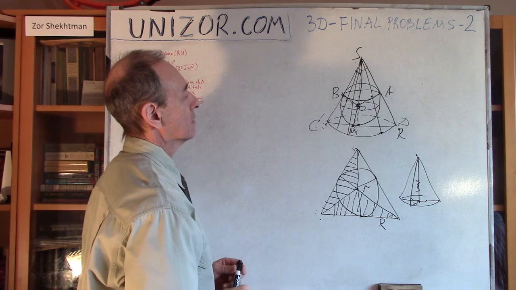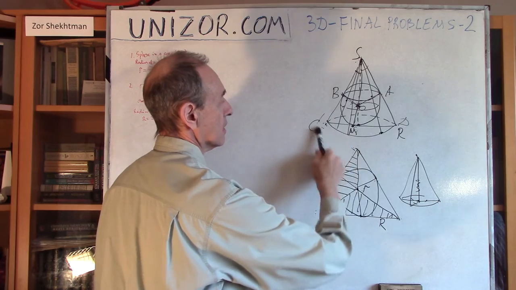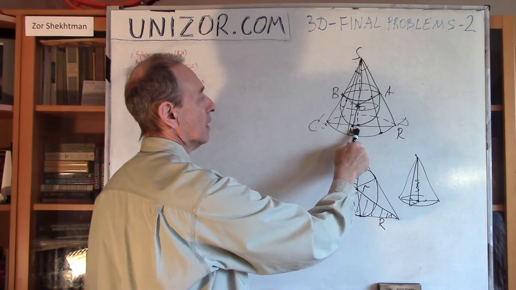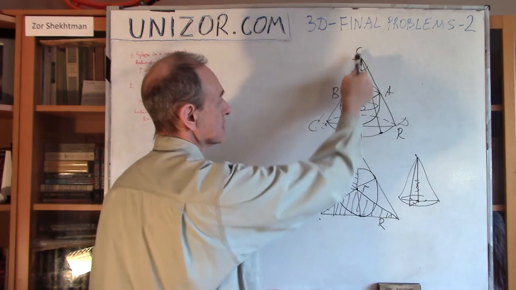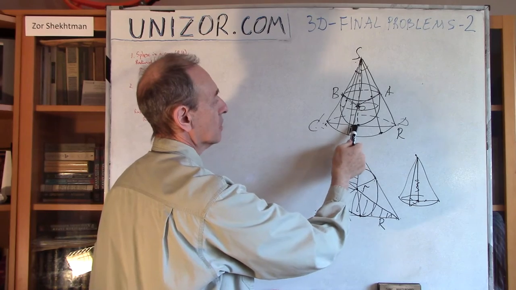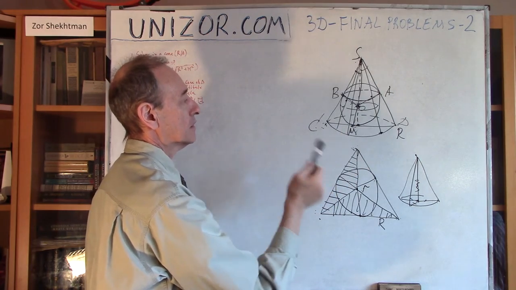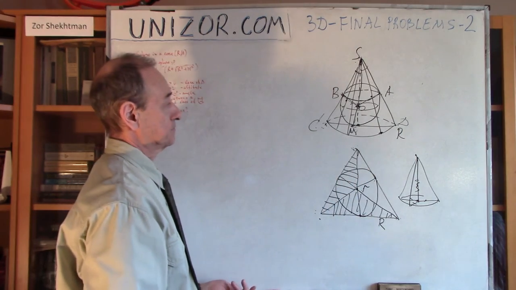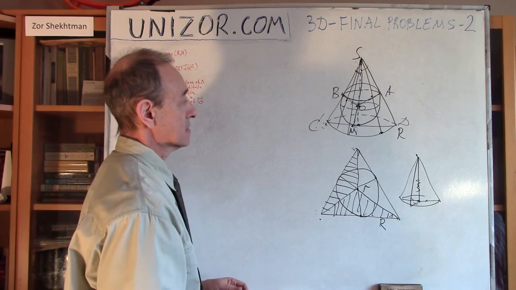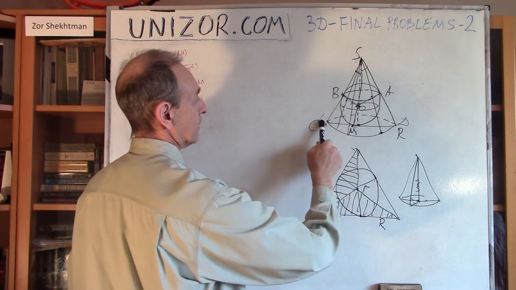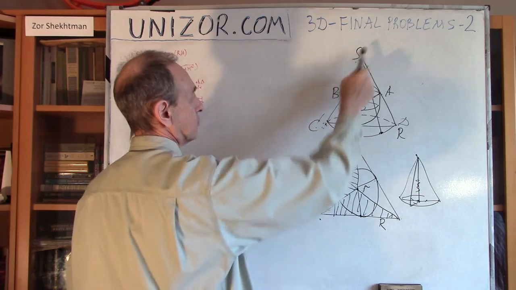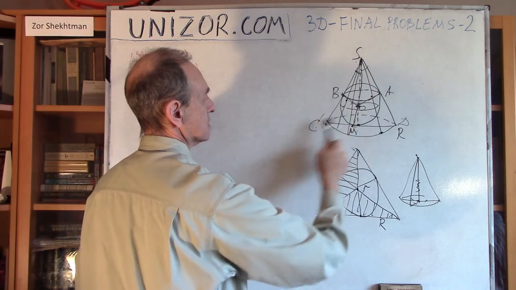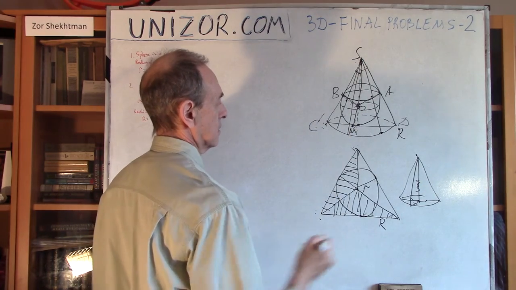And since it's centered on the altitude and it's also touching the plane of the base, the radius is perpendicular, and OM is perpendicular because it belongs to the altitude. So the point of tangency between the sphere and the base is exactly the center of the base. Okay, now when everything is done, we take any diameter CD and point S, and then we cut with the plane SCD. Now we have this.